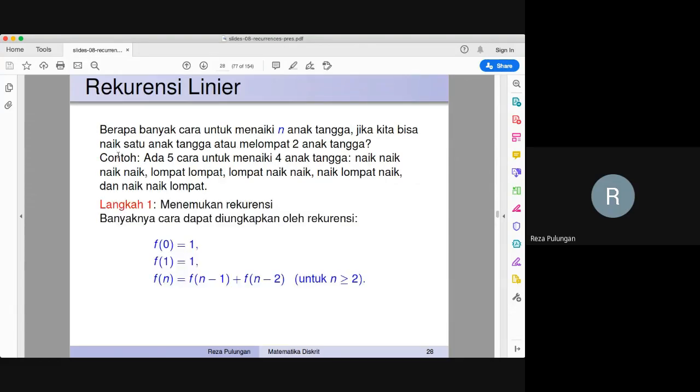I don't want to show you this one. We just continue with the recurrence. This is a recurrence. Look at this recurrence. The recurrence is f0 is equal to 1, f1 is equal to 1, and fn is equal to fn minus 1 plus fn minus 2 for all n larger or equal to 2.